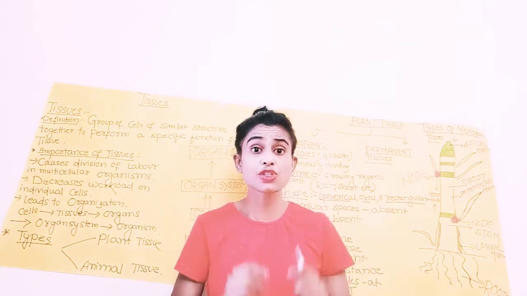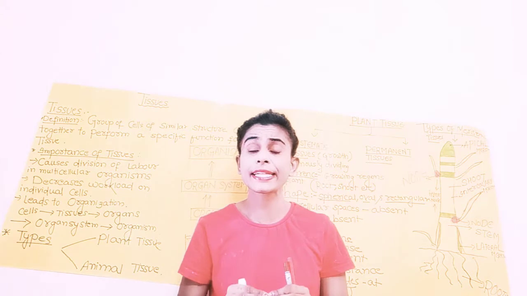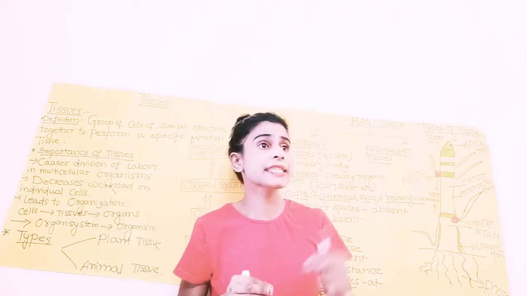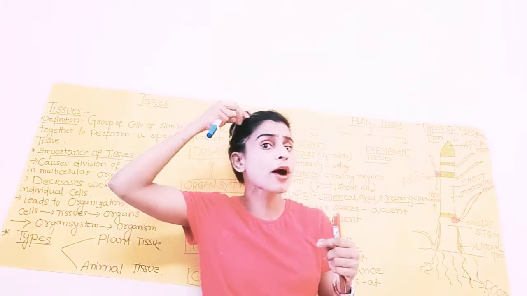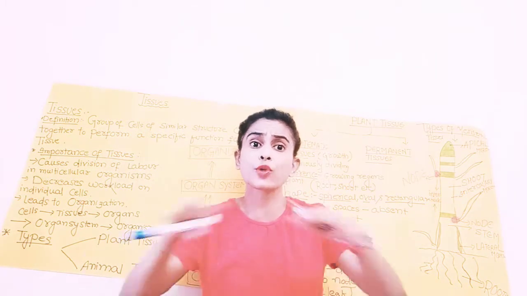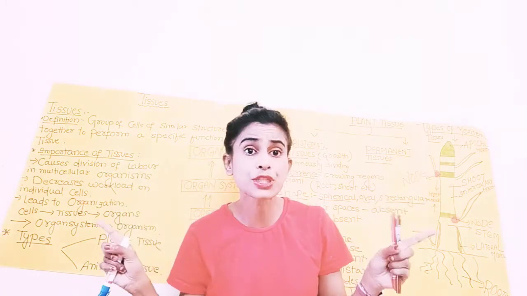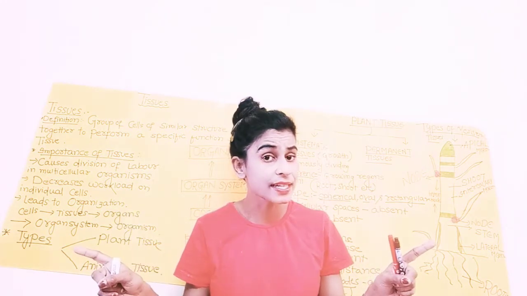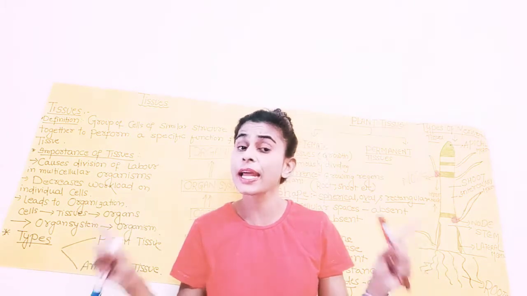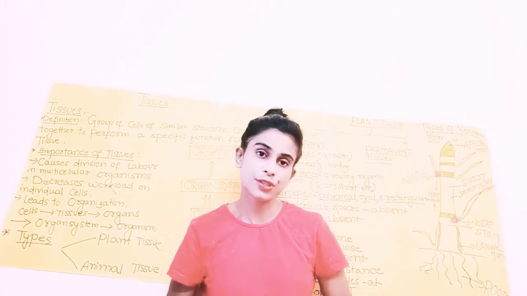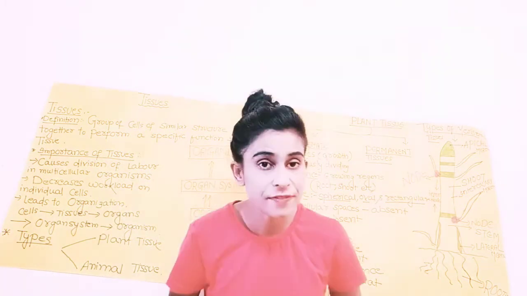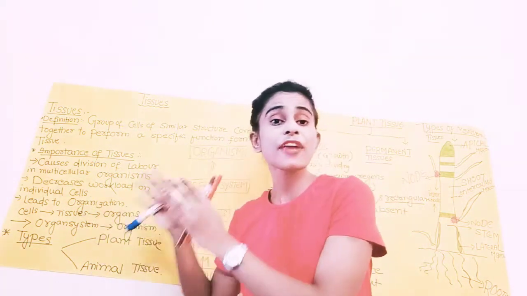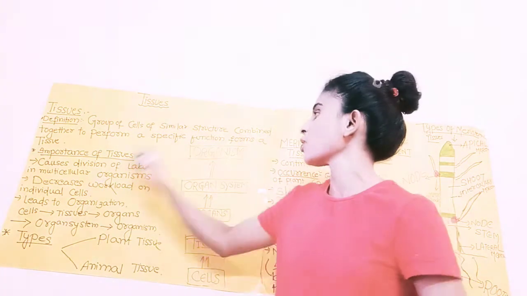And it is not like we take one cell from an animal, another cell from the nails, another cell from hair and make a group. It will not work. That is not called tissue. What is the condition? It should be the same in structure and perform a particular function. A group of cells combined together to perform a particular function and same in structure is called your tissue.